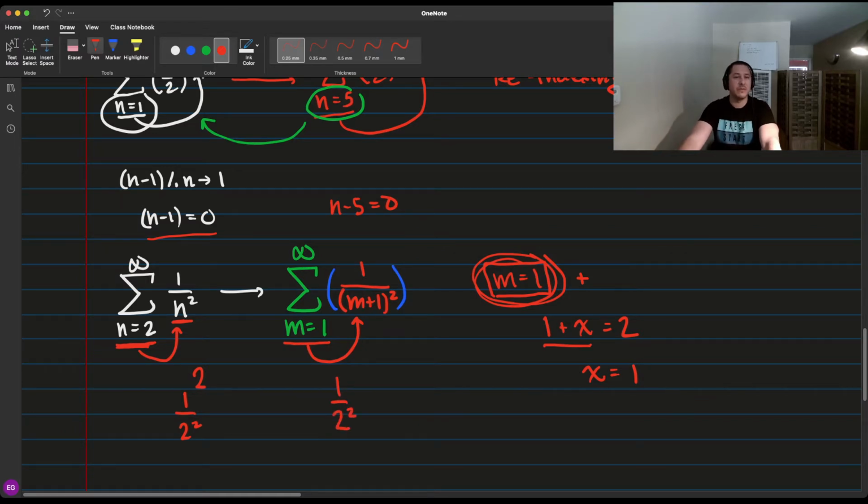So you sort of have to reverse engineer what you need to do to your formula so that when you plug in the 1 that you're starting at here, you get what you got over here when you plugged in 2.